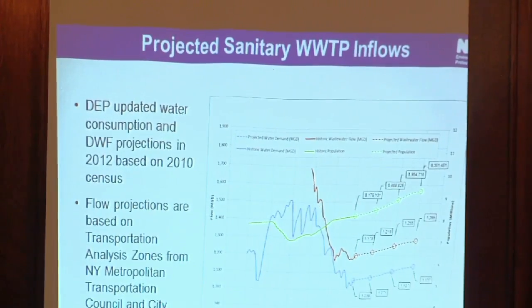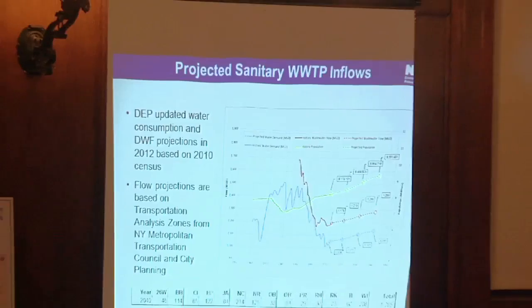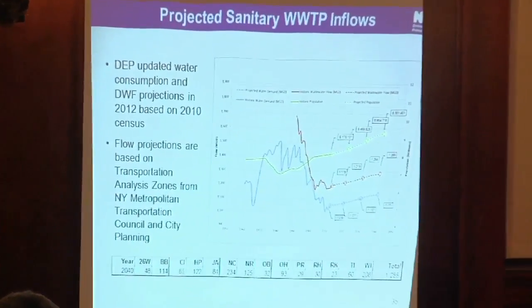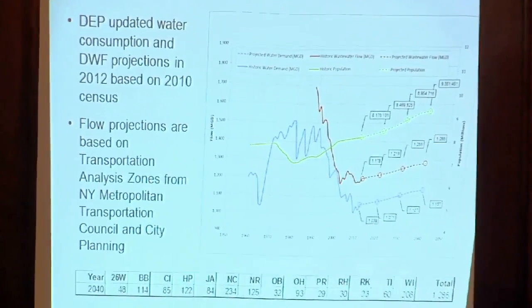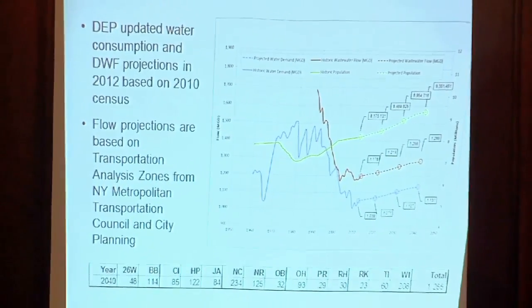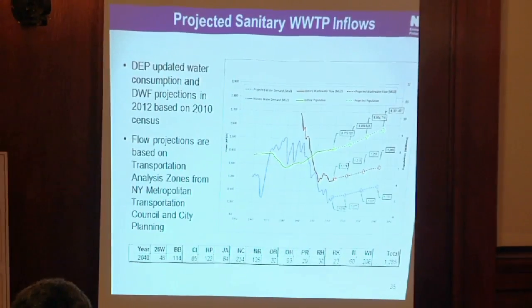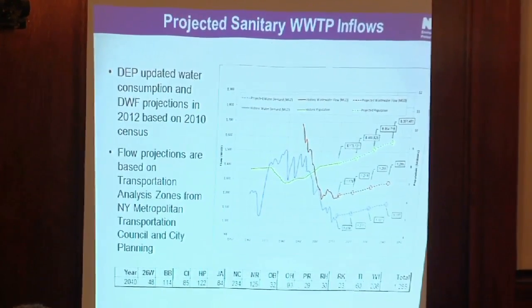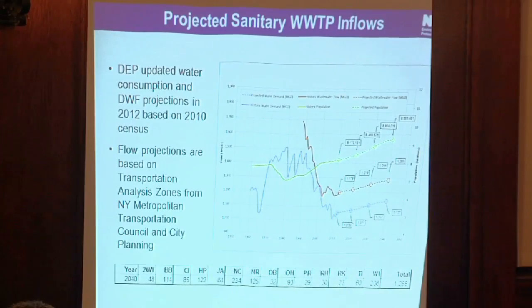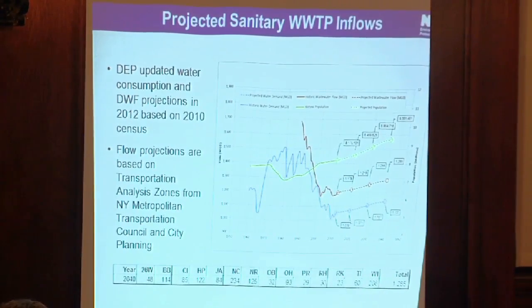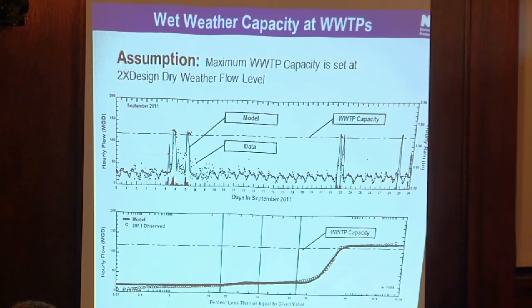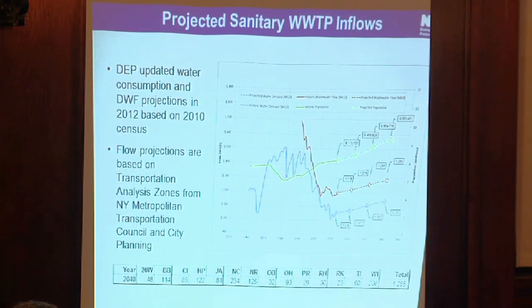Another input necessary for this is the sanitary flows. For the current evaluations, we use what is measured at the treatment plant. But for future conditions, the Metropolitan Transportation Council and the city planning worked on wastewater projections for the different drainage areas. And we are using the projection for 2040 as the basis for the baseline conditions.